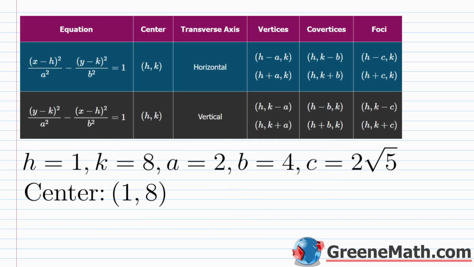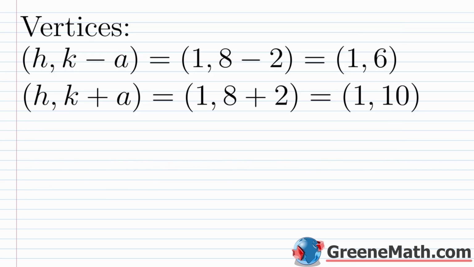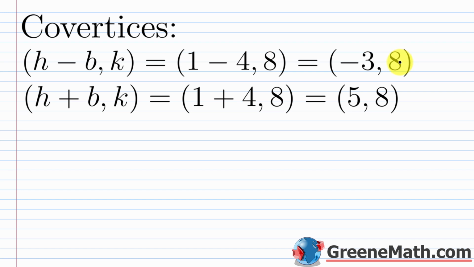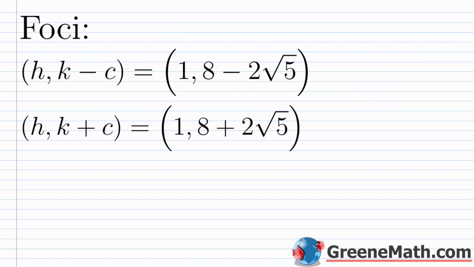Okay, again, we're going to be working with this second row right here because the transverse axis is vertical. So your center is h comma k. So this is 1 comma 8. And then again, for a, b, and c, we have those values. So you can just plug into the formulas. So for the vertices, I have 1 comma 6 and then 1 comma 10. For the covertices, I have negative 3 comma 8 and 5 comma 8. For the foci, I have 1 comma 8 minus 2 times square root of 5 and then 1 comma 8 plus 2 times square root of 5.